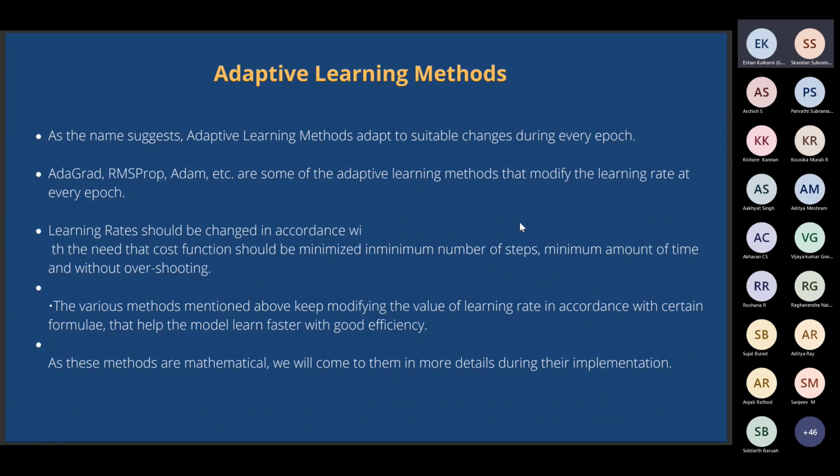We have various adaptive learning methods in machine learning, such as AdaGrad, RMSProp, ADAM, etc. Basically, these methods modify the value of the learning rate during each epoch. So how do they do that? What is the mathematics behind it? We will come to it in a few seconds.